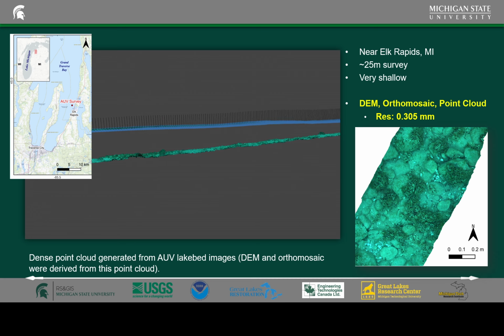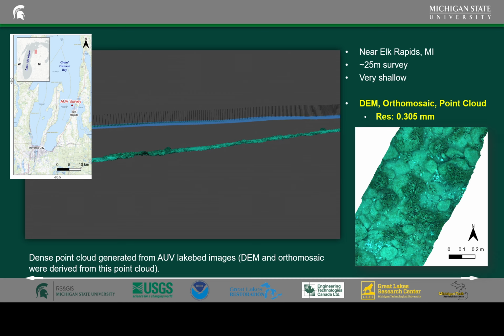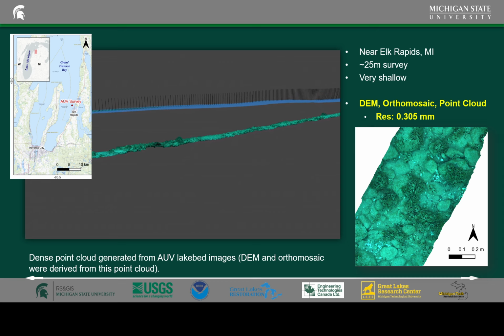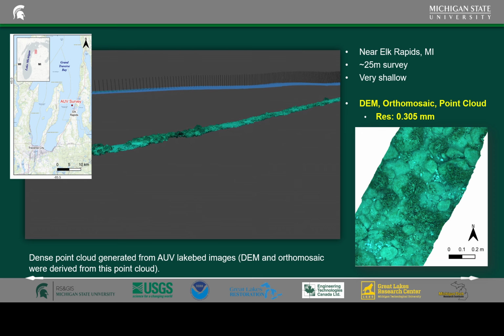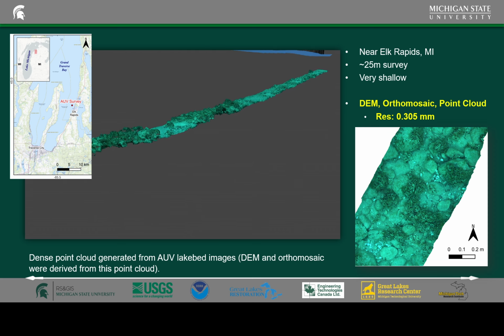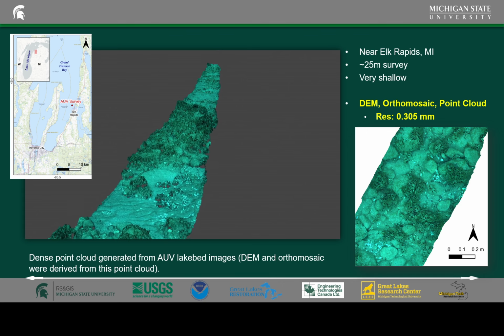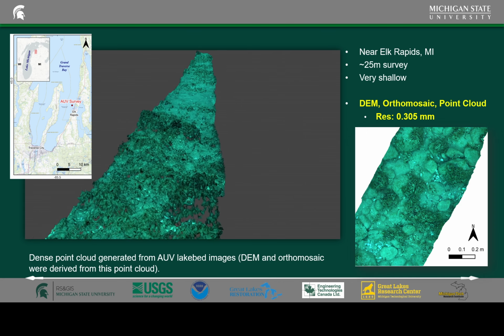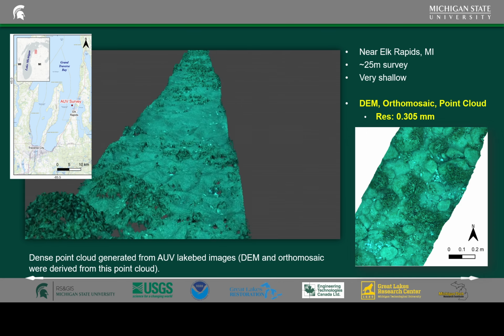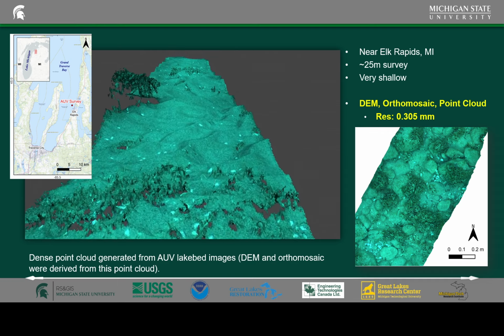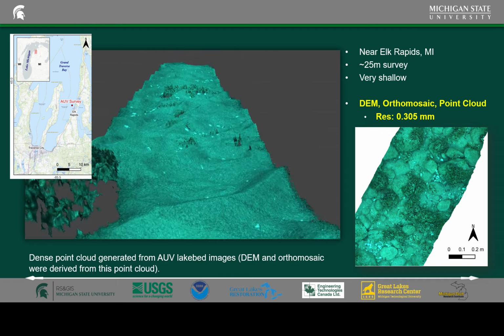I'm going to show this visualization. This is a portion of the lake bed near Elk Rapids, up near the Traverse City area. And this is in about 25 meters of water. So it's very shallow, with very good natural light penetration. And what we see here as we go over this is the point cloud. You can see everything from sand ripples to shell hash to boulders to aquatic vegetation.